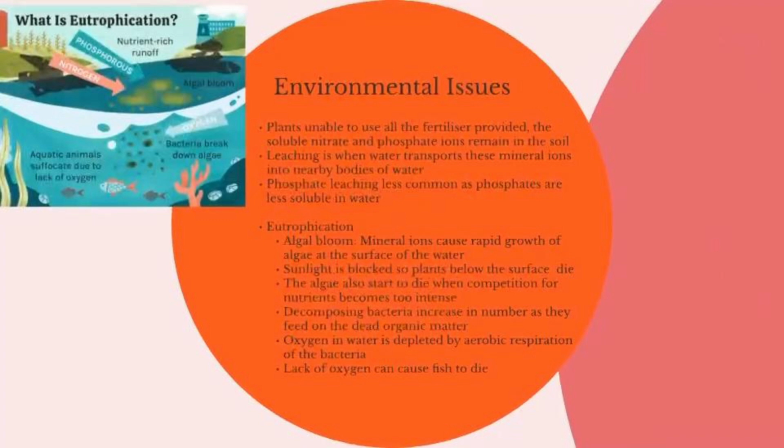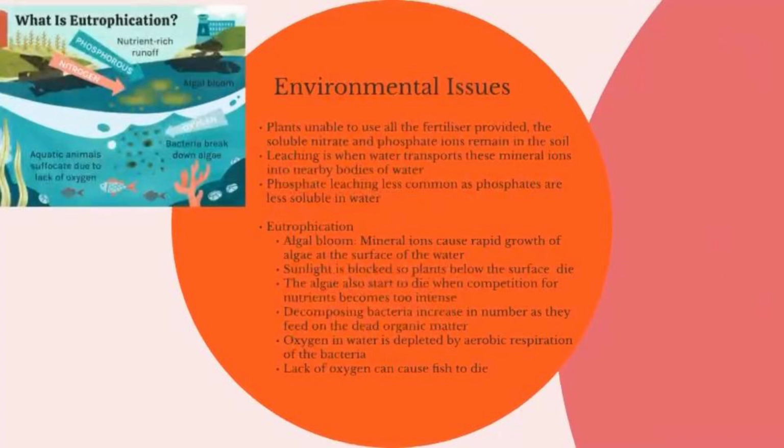So things like nitrates and phosphates. So then you get this thing called leaching, which is when water enters the soil and takes these mineral ions into nearby bodies of water, so things like lakes, rivers, etc. This is more common with nitrates than phosphates because phosphate is slightly less soluble in water, so it's not as likely to enter the water from the soil. It's more likely to just remain in the soil.